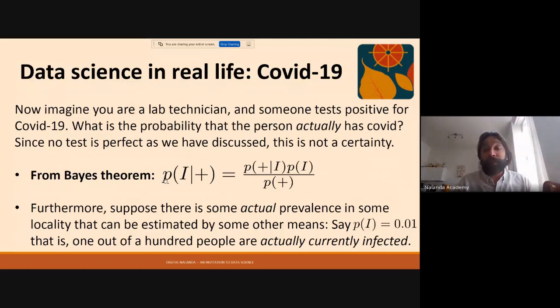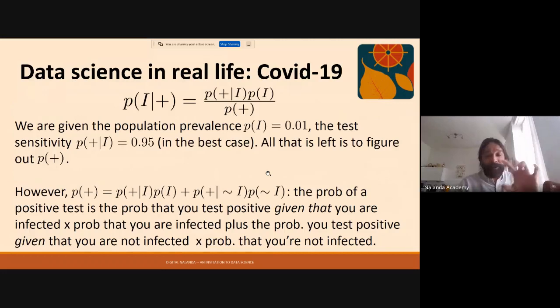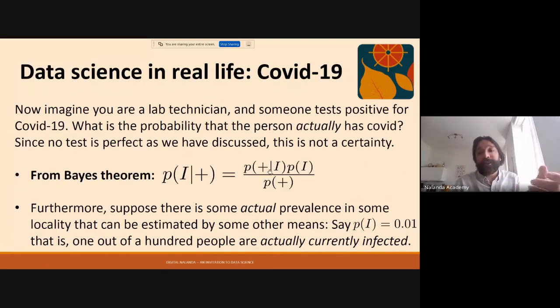So how we proceeded was, this quantity here is known as the test sensitivity, and that's some number you read off the side of the box on the test. It says that if you're infected, there's a 95% accuracy that the test will be positive. And then I said, let's imagine 1% of the population in your locality is indeed infected, so that's given to you as 0.01. All that was left was to estimate what this positive test result fraction was.